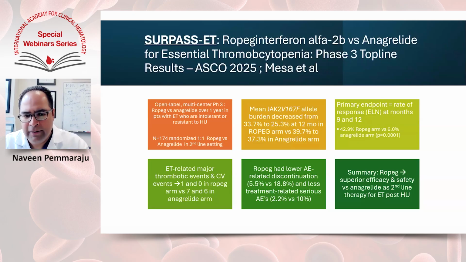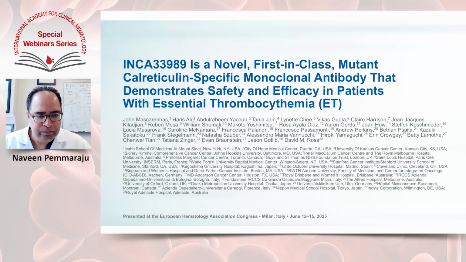with that oral drug. And so the readout from this SURPASS-ET phase 3 is that RoPEG demonstrates not only superior efficacy, but also, I would say a bit surprisingly, superior safety versus a pill, anagrelide, as second-line therapy for ET post-hydroxyurea. I expect this to potentially become a standard of care in ET as well, hopefully very soon. So 2 potentially practice-changing studies.